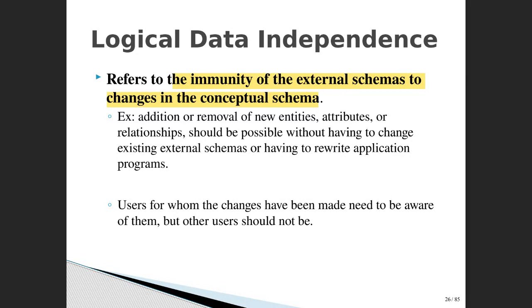Why would a student, for example, need to know that the relationship between the courses and the academic staff member is changed? It's not necessary, right? So this is the exact meaning of logical data independence. It ensures that whatever changed in the conceptual level will not affect the external level. But in one case, if the user needs to know about this change, it will be affected.